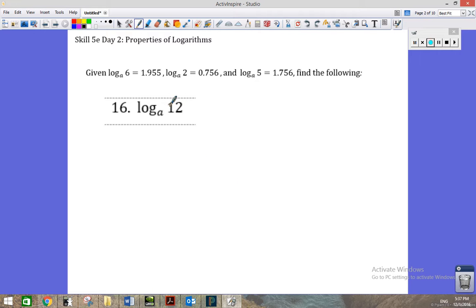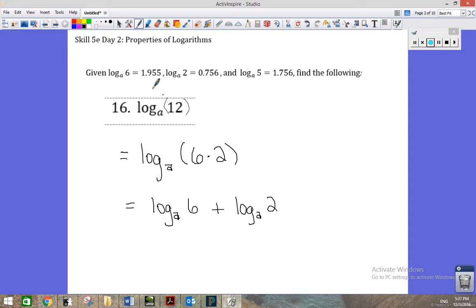So when I look here at 12, I think, well, how can I rewrite the number 12 in such a way that it uses either the 6, the 2, the 5, and I can see that 12 is the same thing as 6 times 2. And I have a property of logarithms that says if you have the log of a product, you can write that as the sum of logs. So I can split this up into the log base a of 6, and because this is multiplication, I can rewrite it as addition, plus the log base a of 2.